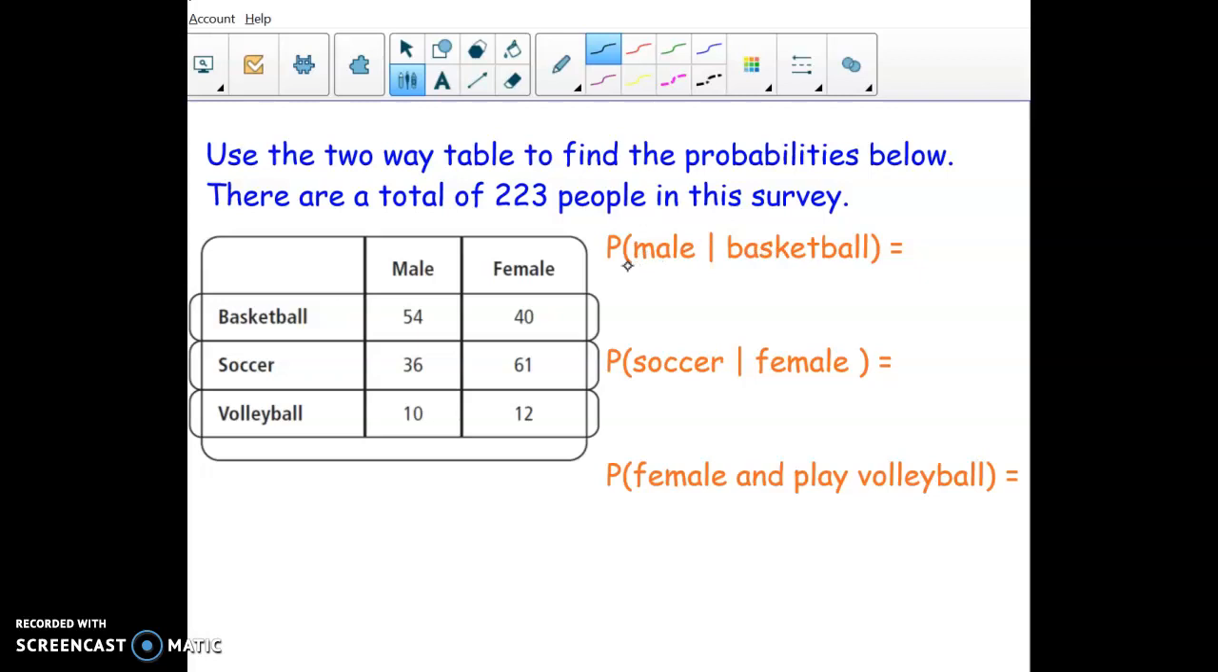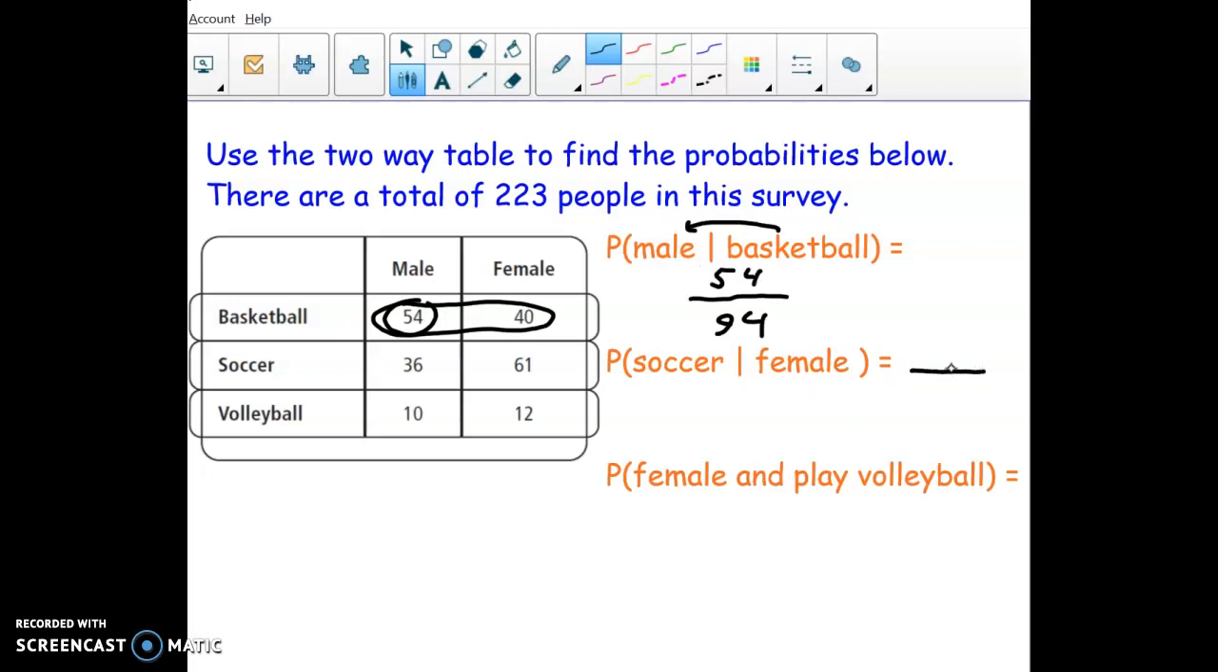Okay, so hopefully you can read this. This is probability of the male given that they play basketball. So the bottom of this is going to be just our basketball people. So I'm going to highlight them right there. If you add those two together, that's 94 people. And out of those basketball ones, out of these 94 basketball, how many are male? That's 54 out of 94.